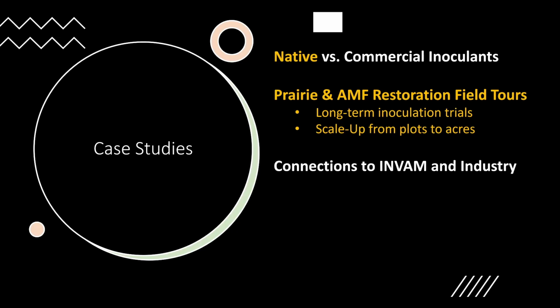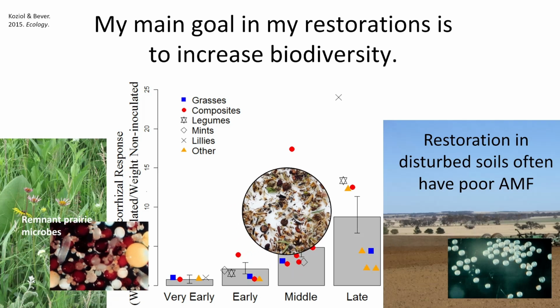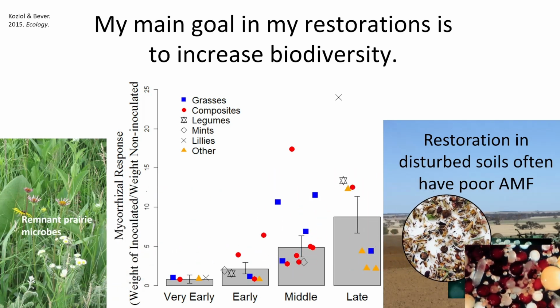In the meantime, I want to talk a little bit about native applications of fungi in restoration, focusing on some of the long-term experiments that we've done and how we're thinking about moving this science from the plot scale to the acre scale. How are we going to do this? The thing that I'm really interested in for my restorations is biodiversity. So we can see with these 25 plant species, how do we get all 25 of them to establish? And I think the key to that is moving these microbes. So that's what I'm trying to see, if we can move the microbes to get all these plants to establish.